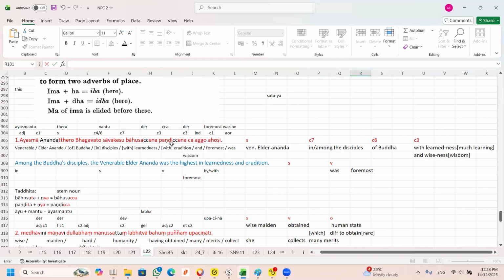And same for this. The word is pandita. Pandita plus YA. Pandita is wise. Pandita is clever. A wise person is called pandita. So wise plus ness, that means wiseness. Something like that. So it's a bit difficult to put it in English. So you say venerable elder Ananda, among the disciples of the Buddha, with much learning, I think it's good enough.